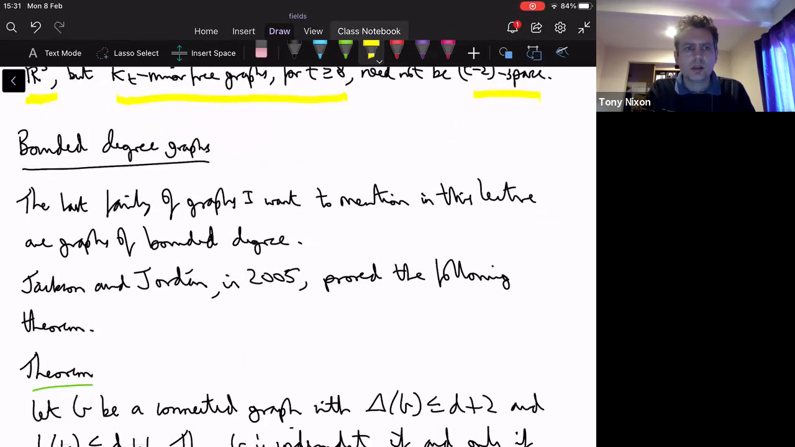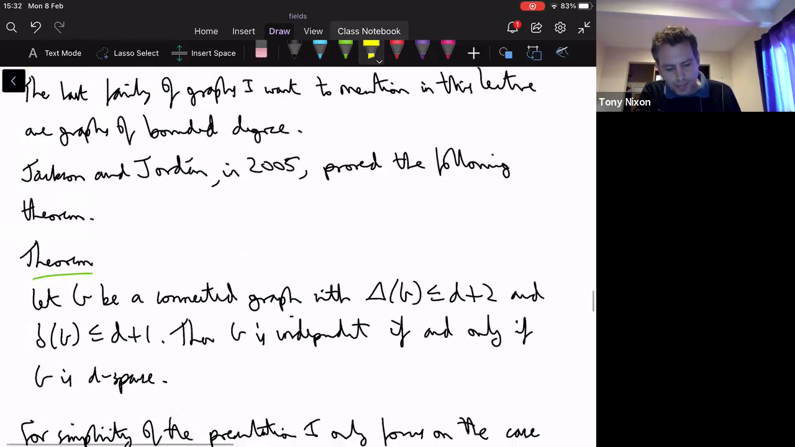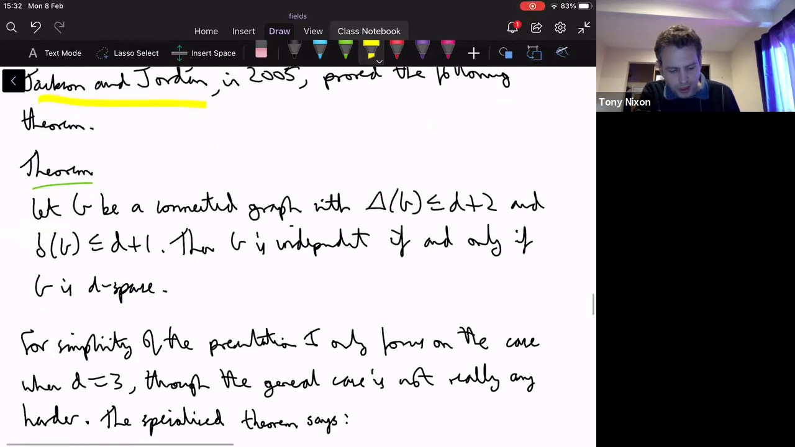Okay, so the third and final main aim of this lecture is to give another characterization, but this time for graphs where we control a degree in a certain way. So this time I'm not going to be talking about rigidity, I'm going to be talking about independence. Okay, so this is due to Bill Jackson and Tibor Jordan in 2005.